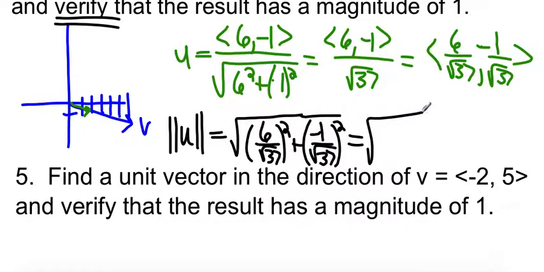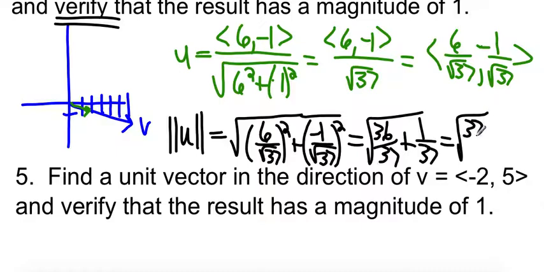So that will be the square root, 6 over root 37. If we square that, that's going to be 36 over 37. Negative 1 squared is 1, root 37 squared is 37. So we get 36 37ths plus 1 37th. That's 37 37ths, otherwise known as 1, and the square root of 1 is indeed 1. So we have verified that this is a unit vector.